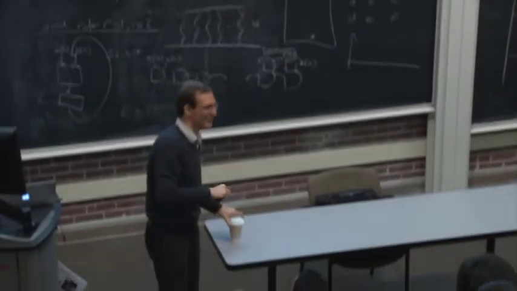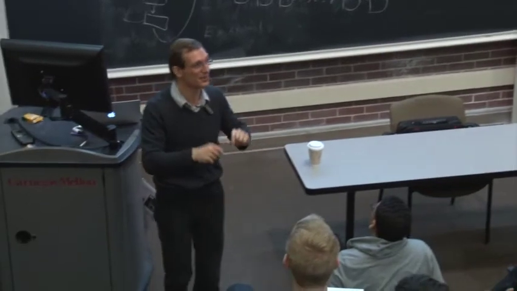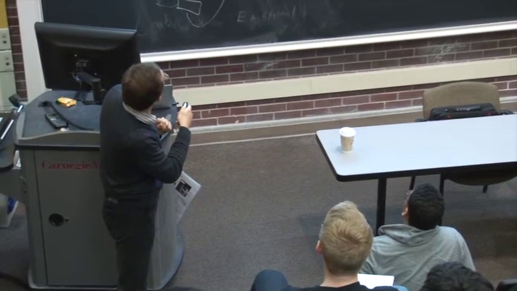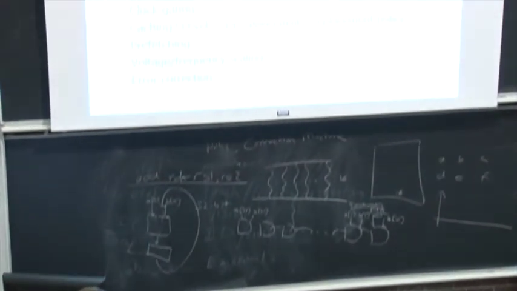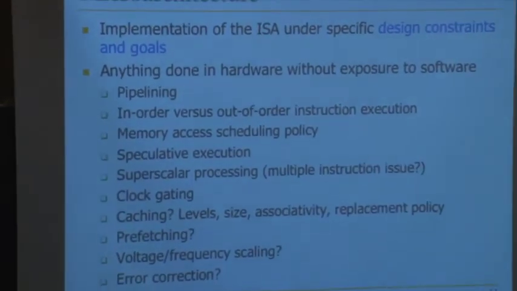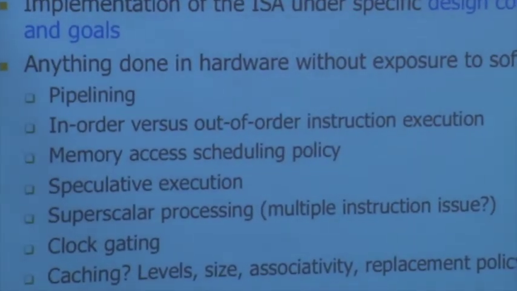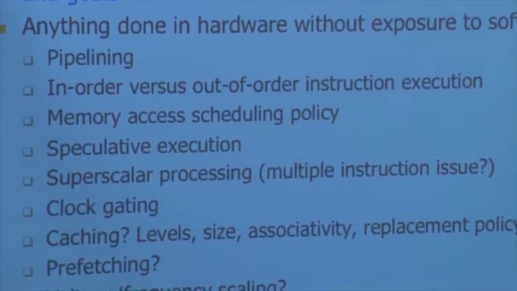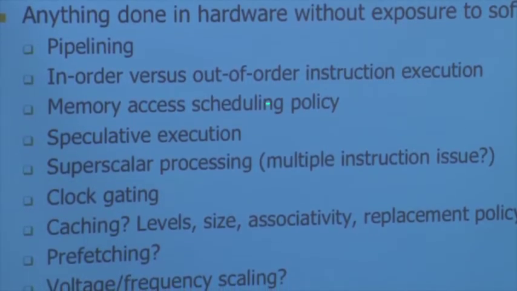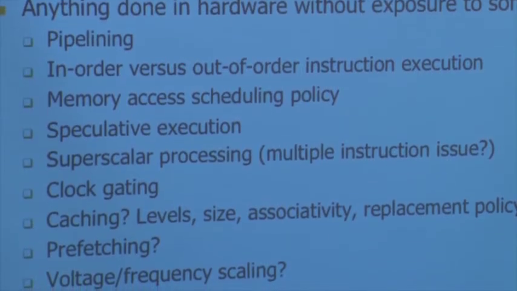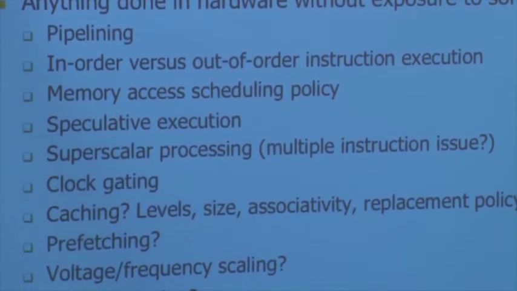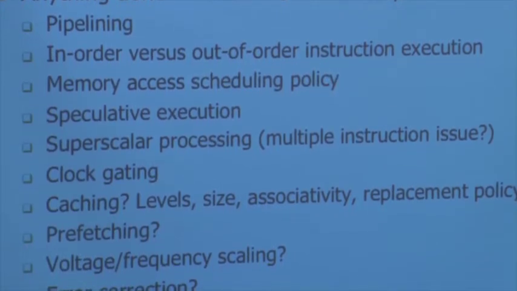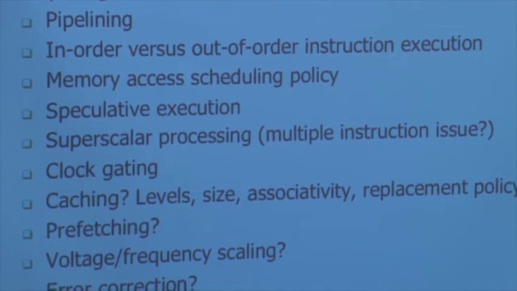Well, you can remind me when we get to that. But one example is a branch delay slot. But we'll get to that. In-order versus out-of-order instruction execution: with the von Neumann model, is this exposed to the programmer? No. Out-of-order execution is done underneath. You could potentially expose it again. Memory access scheduling policy: is this exposed to the software? Is it part of the ISA? Normally, no. But potentially, you could expose this also, if there's an advantage in doing so.